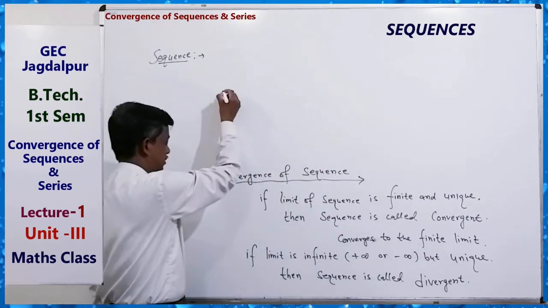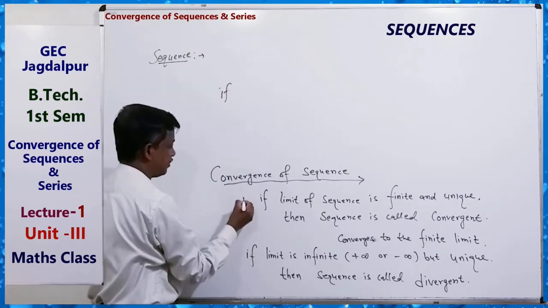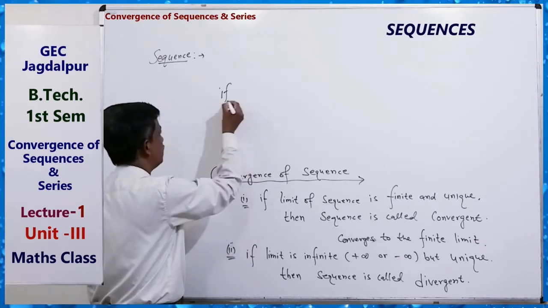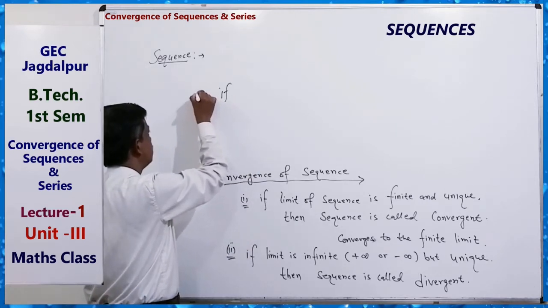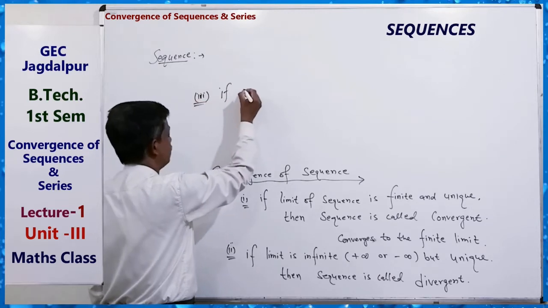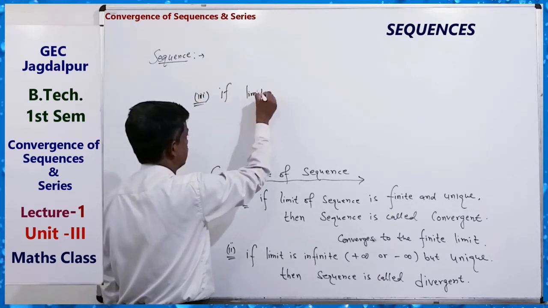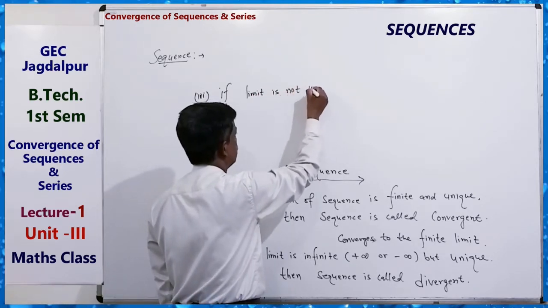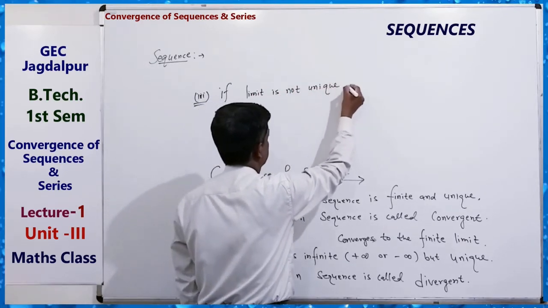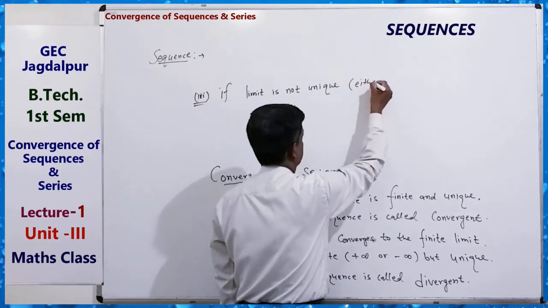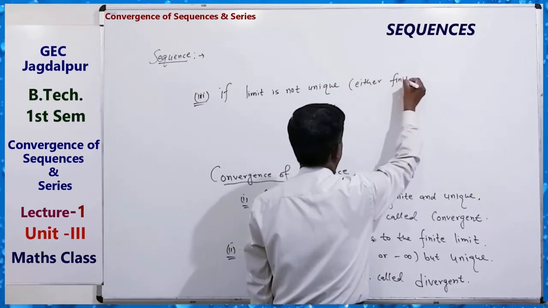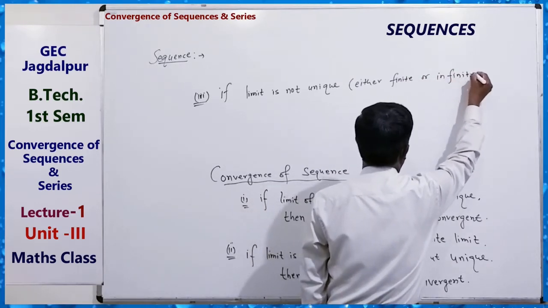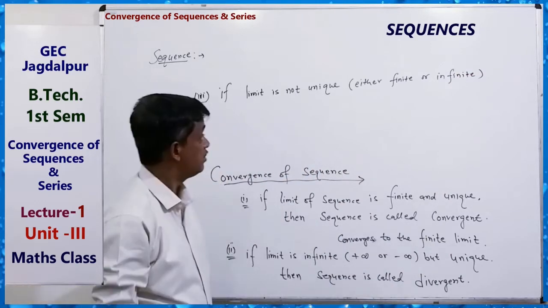If first point, second point, and third point: if the limit is not unique, either finite or infinite.